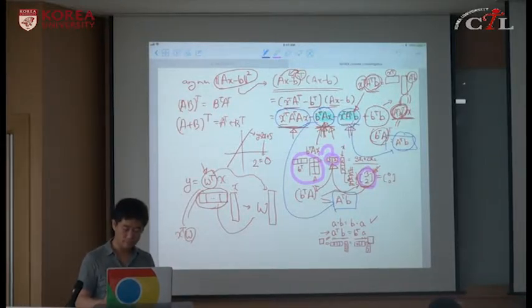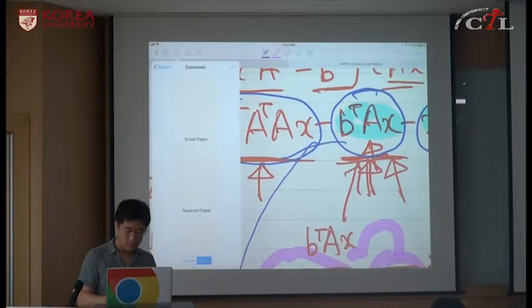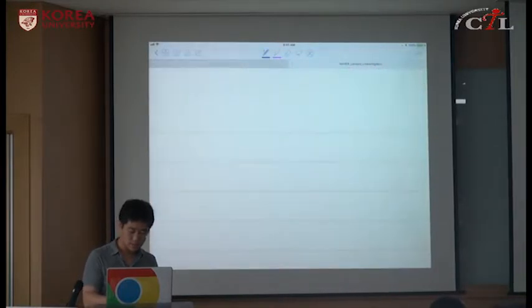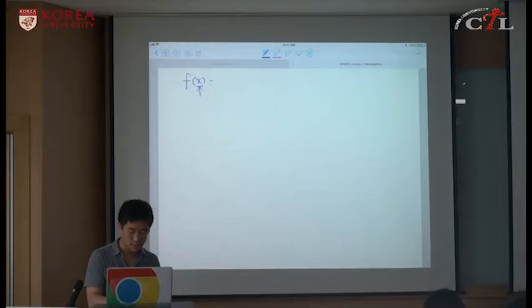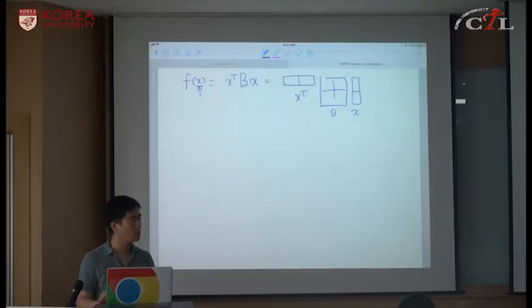But in this case, let me just consider this kind of function f(x), which is our vector, and then x transpose and maybe b and x. So this guy is like this. X transpose is some vector and b is maybe 2 by 2 and x is over here. So this one is x transpose b x. In this particular case, how do we obtain the gradient of this guy?